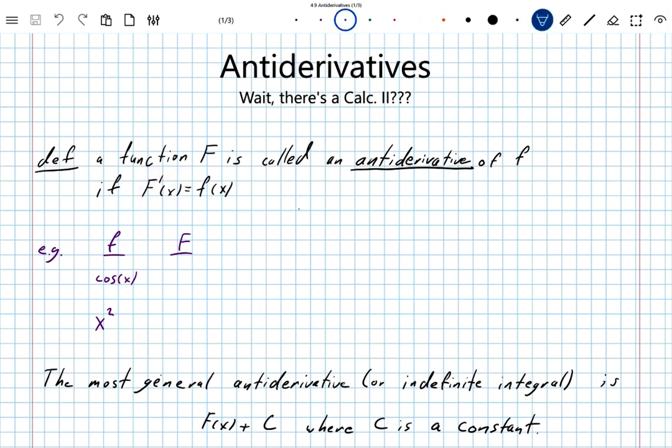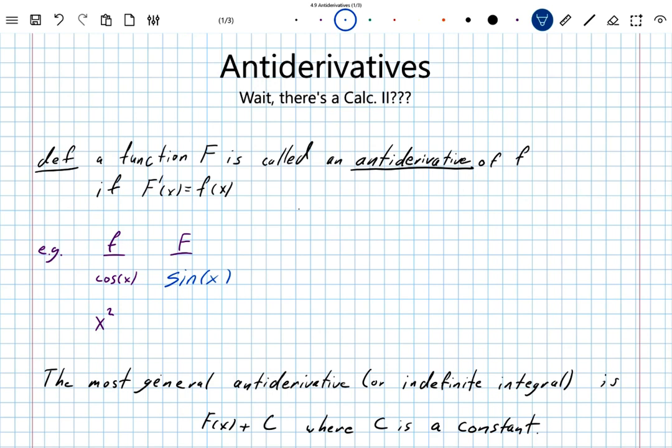If I had f is cosine of x, little f, I want to find a function whose derivative is cosine of x. I want to undo a derivative. I know what that is. That is sine of x. So I'm just doing this process backwards. And a lot of calculus has to do with just doing this process backwards.